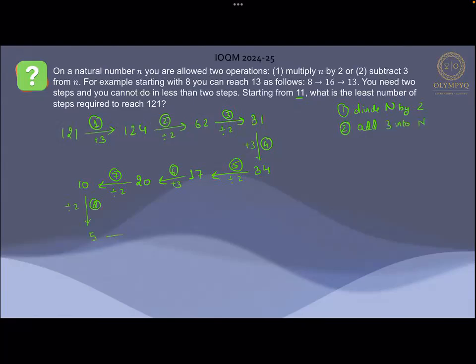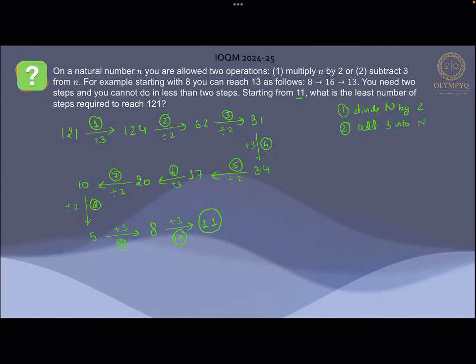Once we reach 5, I'll add 3 over here. Adding 3 is the ninth step, so I'll get 8. Adding 3 again for the 10th step, I'll reach 11. So the minimum number of steps required to go from 121 to 11 will be 10.